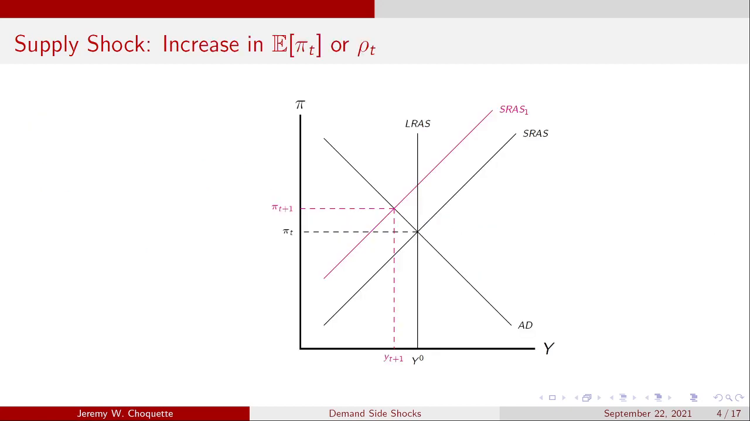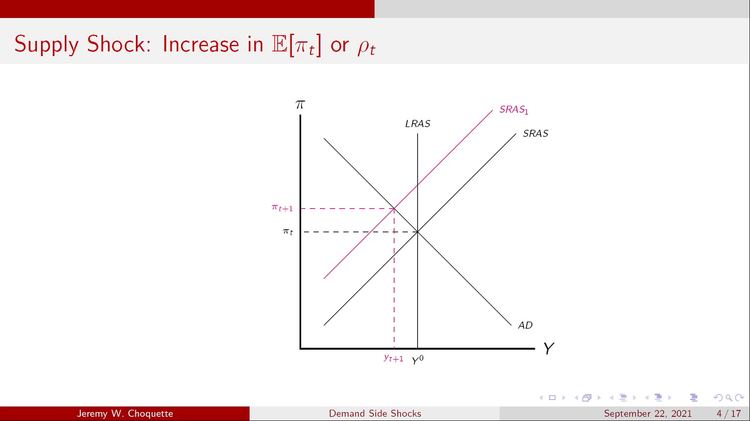What we see here, everything in black is the initial position, the starting point. What we see in pink is what happens after that left or inward shift of short-run aggregate supply. We can see output is reduced and inflation goes up. Now, if this is a short-run equilibrium, this is not going to be affecting the position of the aggregate demand curve, and it's not affecting the position of the long-run aggregate supply curve.